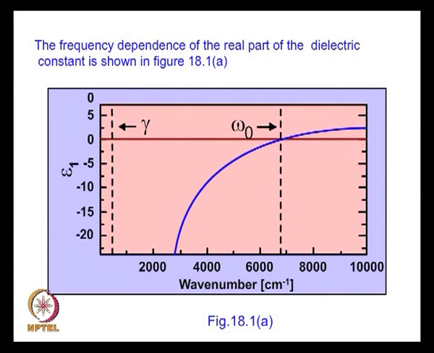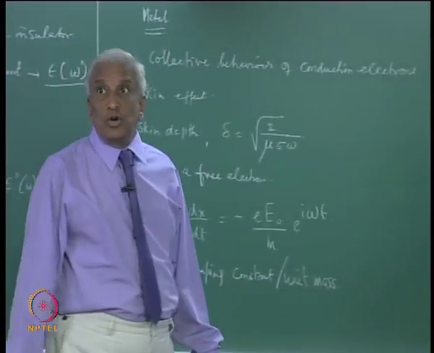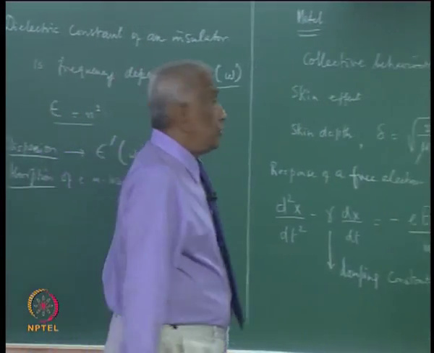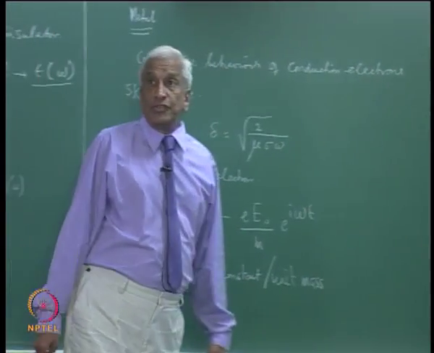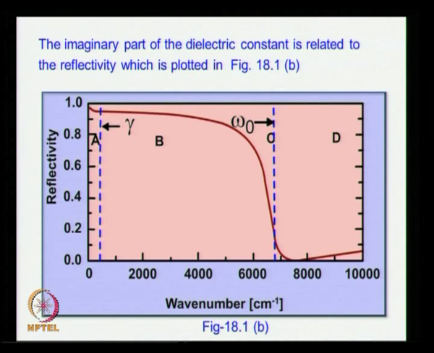At very low frequencies, epsilon 1 is negative, and then it rises to 0 when omega approaches the plasma frequency, and then it goes up to the value of 1 at high frequencies. So, that is the behavior which is shown in the figure, while the next figure shows the imaginary part of the dielectric constant, which is related to the reflectivity. In this figure the reflectivity is plotted as a function of the wave number or the frequency.